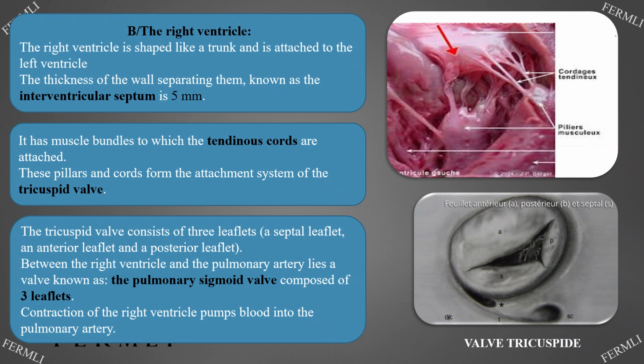Between the right ventricle and the pulmonary artery lies a valve known as the pulmonary sigmoid valve, composed of 3 leaflets. Contraction of the right ventricle pumps blood into the pulmonary artery.